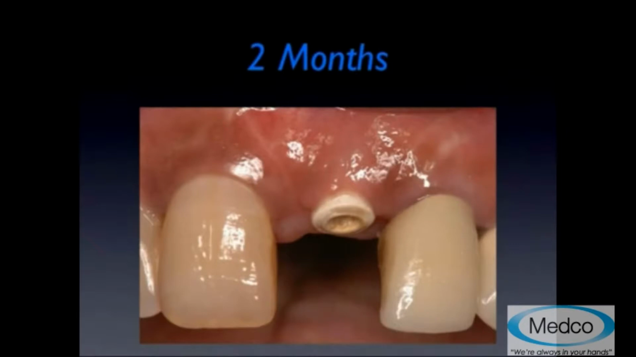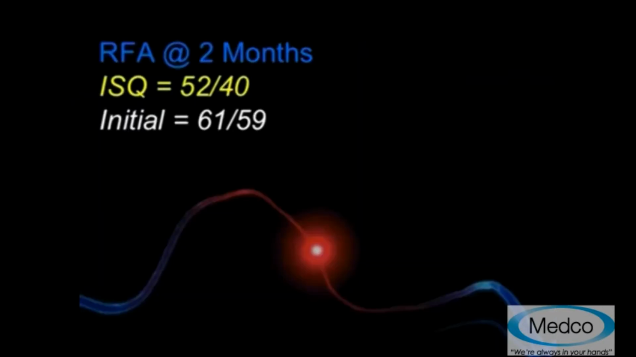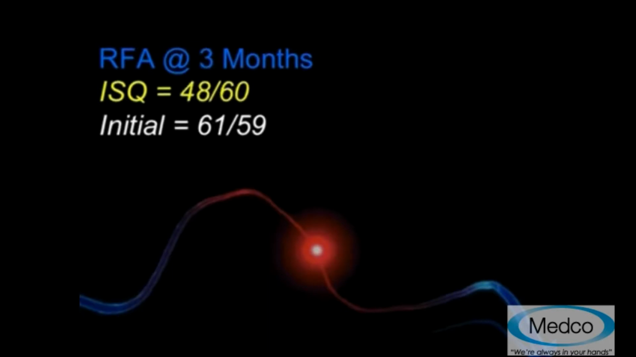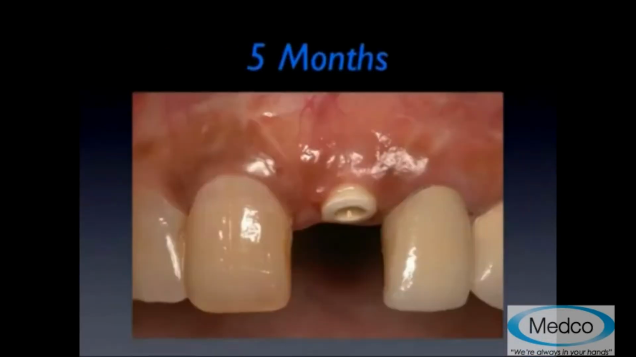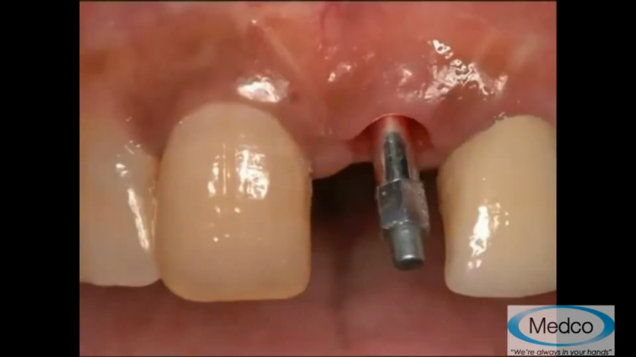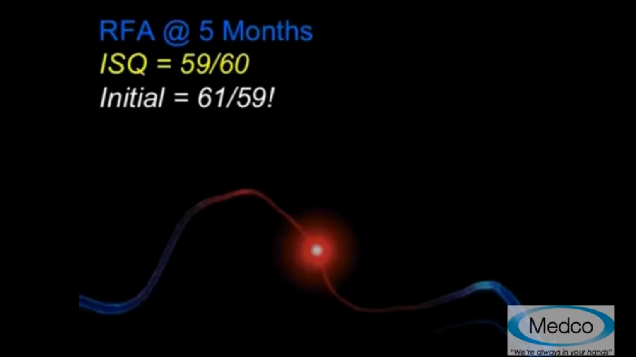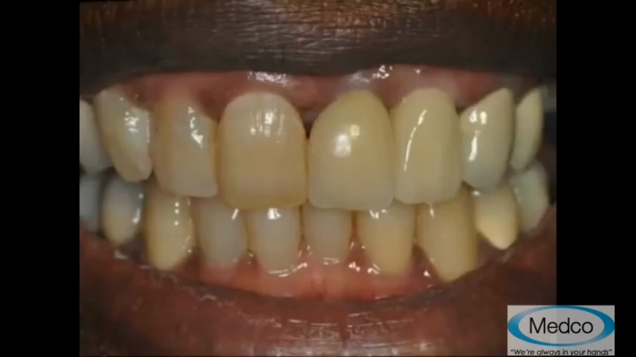Here's 2 months. Tissue looks great, but upon RFA value, we're at 52, 40. We look at 3 months, 48, 60. The question is, is this patient ever going to get out of the woods, or are we going to have a failing implant to deal with? At 5 months, 59, 60. Now this patient isn't a 70, but what's wrong with the 59, 60? This is the anterior maxilla, not the posterior mandible. Well, she's been restored after 5 months of healing.